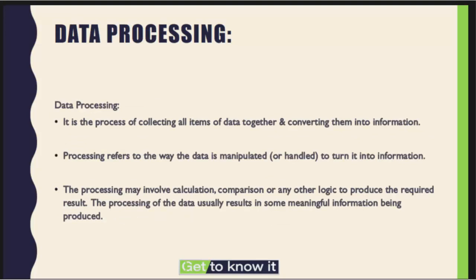So data processing, now that you've understood what is data and the different types of data, we can look at how data is processed. Data processing is the process of collecting all items of data together and converting them into information. So that's basically how you can define data processing. You can also define it as the way data is manipulated, or changed or handled to turn it into information. The processing may involve calculation, comparison, or any other logic to produce the required result.